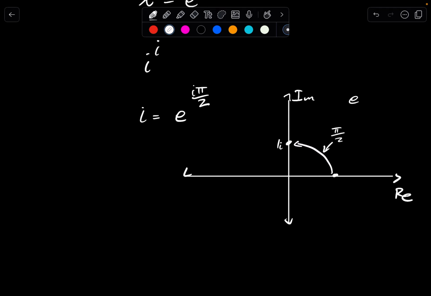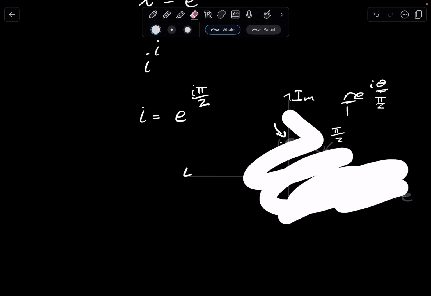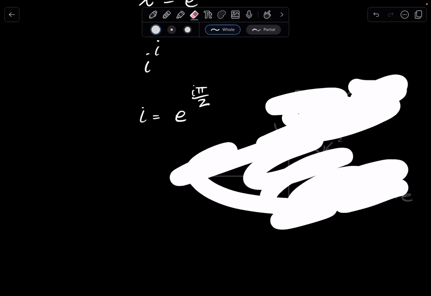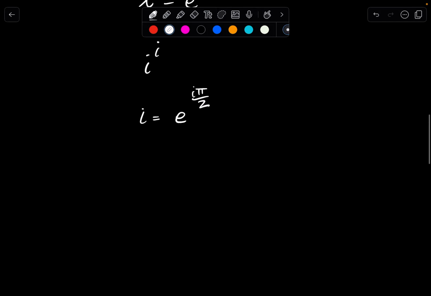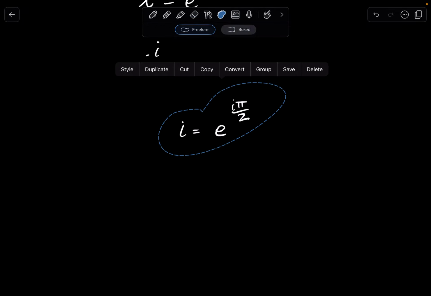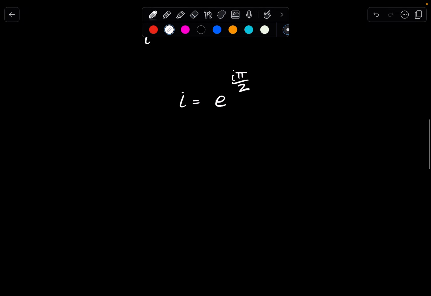And the way we write this is r e to the i theta, just like that. In this case, r will be 1, and our theta is pi over 2, because if we go here, we approach this point, and this point is i itself. So that's why i is indeed equal to e to the i pi over 2. Quick explanation, but I can do a more in-depth video on that later. So we have this definition of i is equal to e to the i pi over 2.